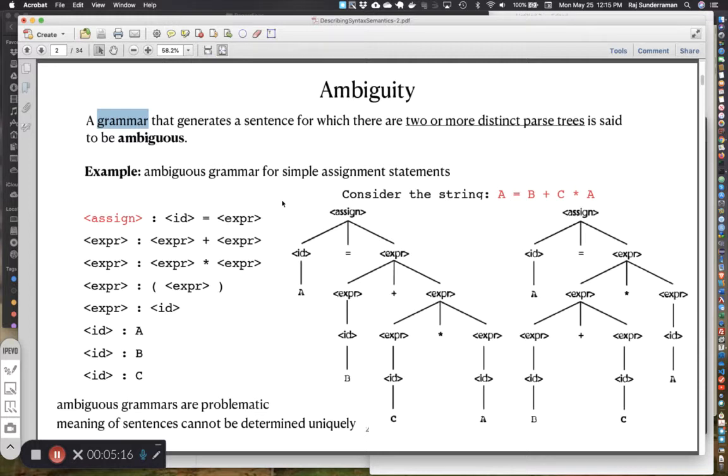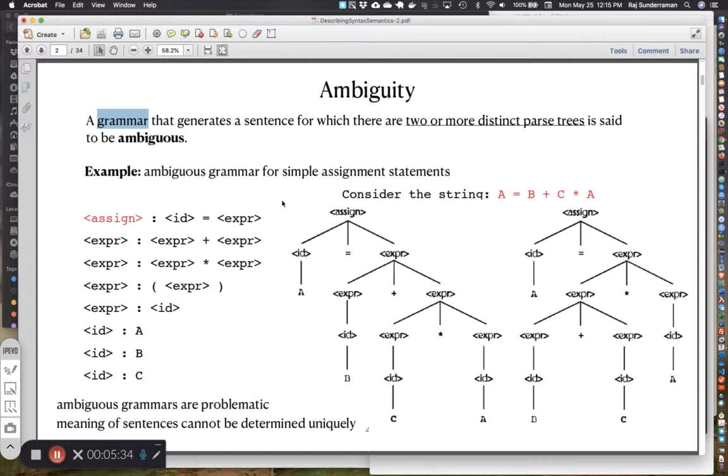The other concept is the language, the whole programming language being ambiguous, not referring to a particular grammar for that language. That's a more difficult concept, and we will skip over that. But here we do want to define a grammar that is ambiguous.